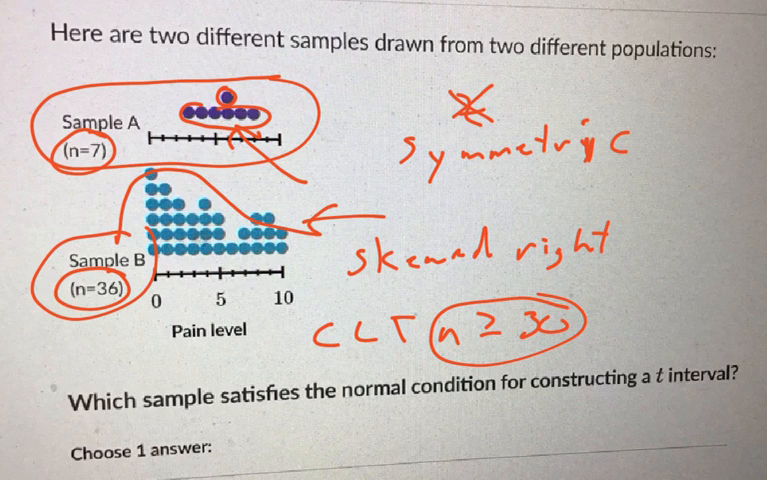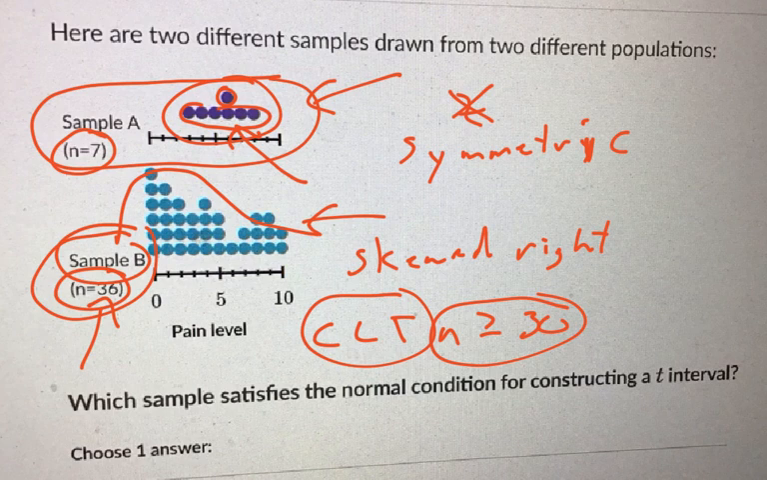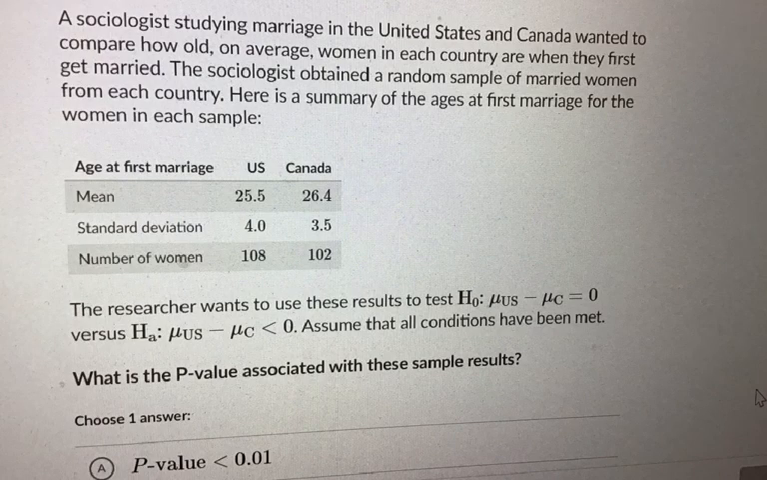So in the long run, guys, both sample A and B are good. A is good because it's inherently symmetric. B is good because even though it's skewed, we took a large sample size, and by CLT, we're still good to go. All right, now let's just do one more since we have the time.